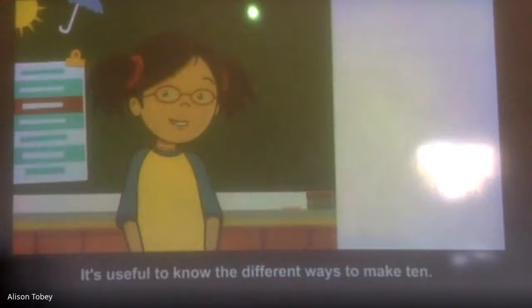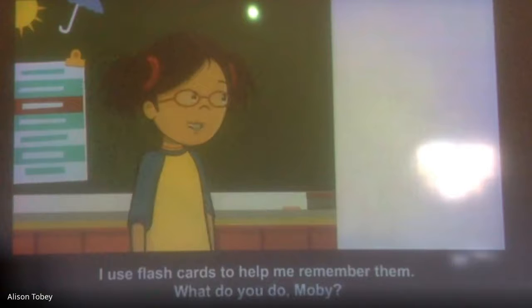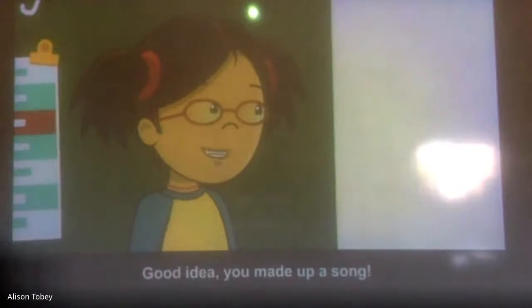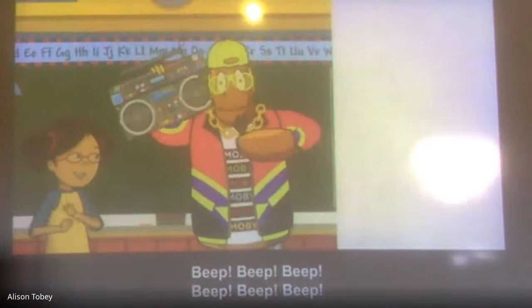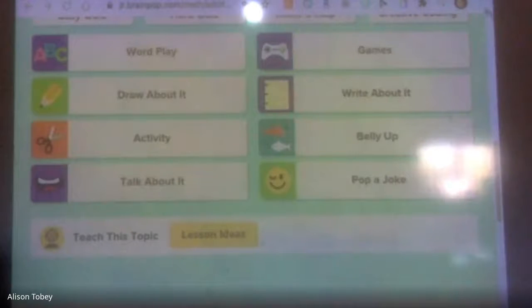It's useful to know the different ways to make 10. I use flashcards to help me remember them. What do you do, Moby? Good idea. You made up a song. Which we know lots of counting songs and we sing and things like that too to help us. Yep.